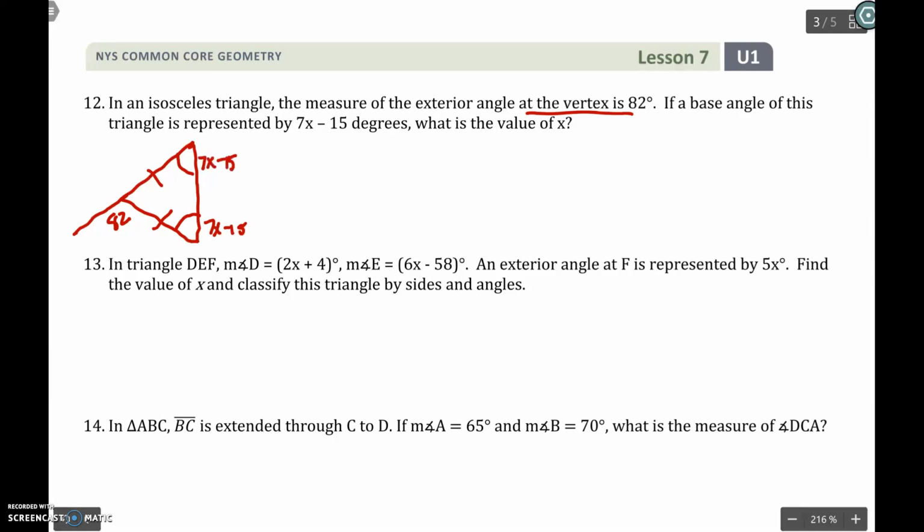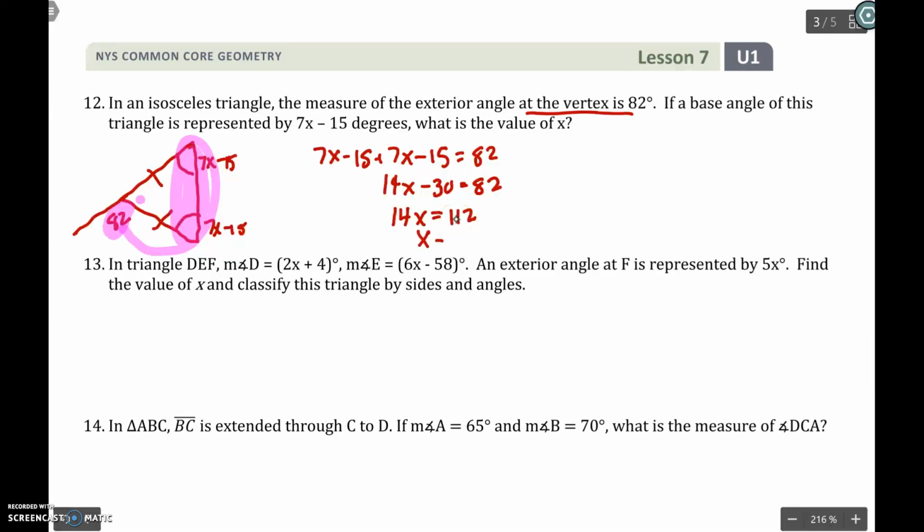So with your exterior angle, the exterior angle is equal to not the one next to it, but the other 2 added together. So we're taking our 7x minus 15 and your other 7x minus 15, and that would equal your 82. So we have 14x minus 30 equals 82. If we add 30 to each side, 112, and then if we divide that by 14, you will get 8, and that is our value for x.